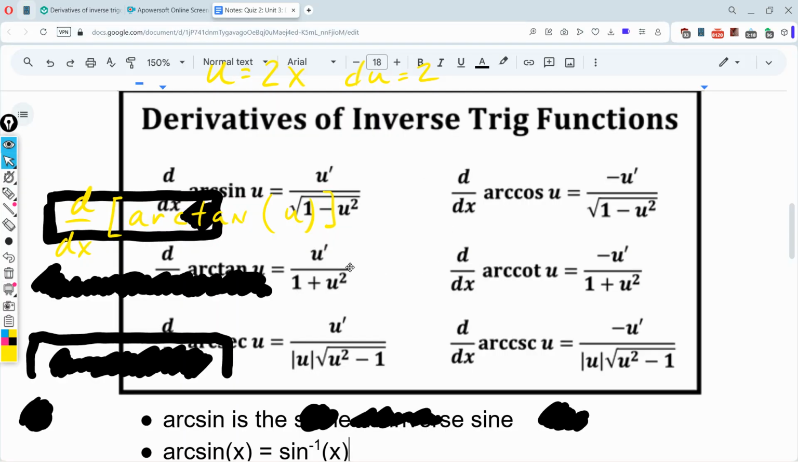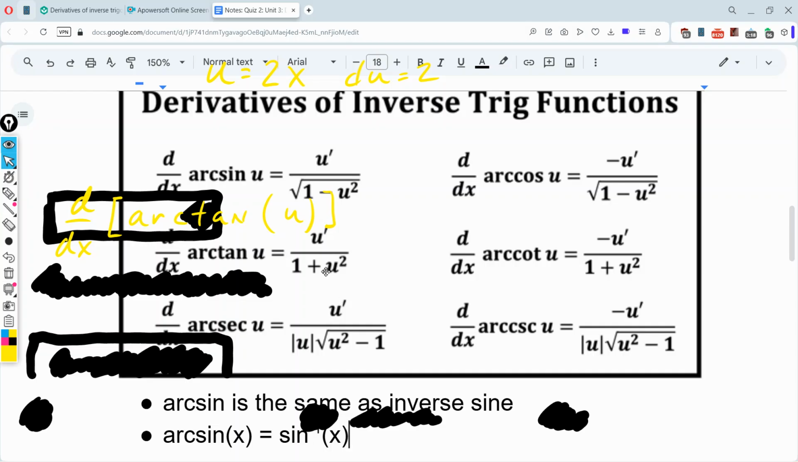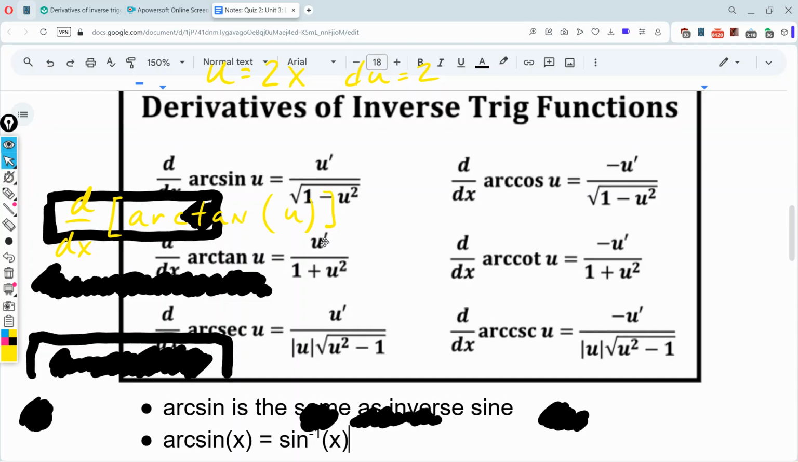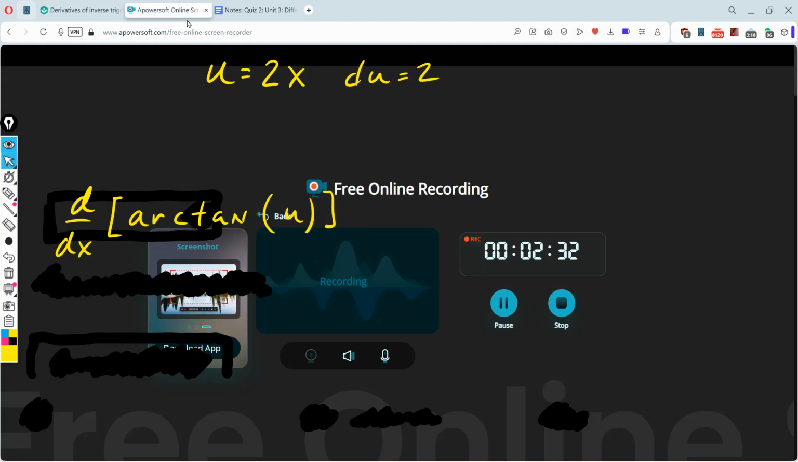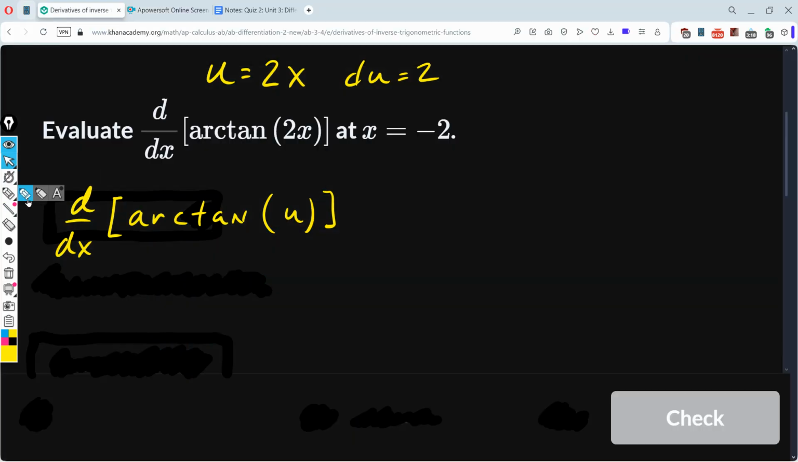For the arctan of u, that's right here. That's going to be u prime over 1 plus u squared. All right, that's going to equal u prime over 1 plus u squared. Now, like I said, I would rather use du instead of u prime. It doesn't matter, okay? You can use either one, but I like du better.